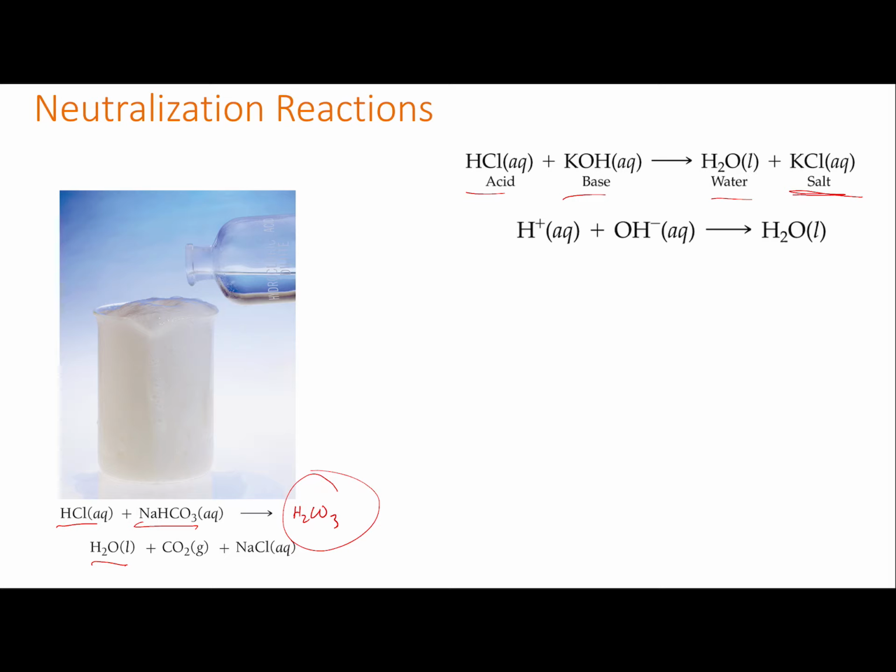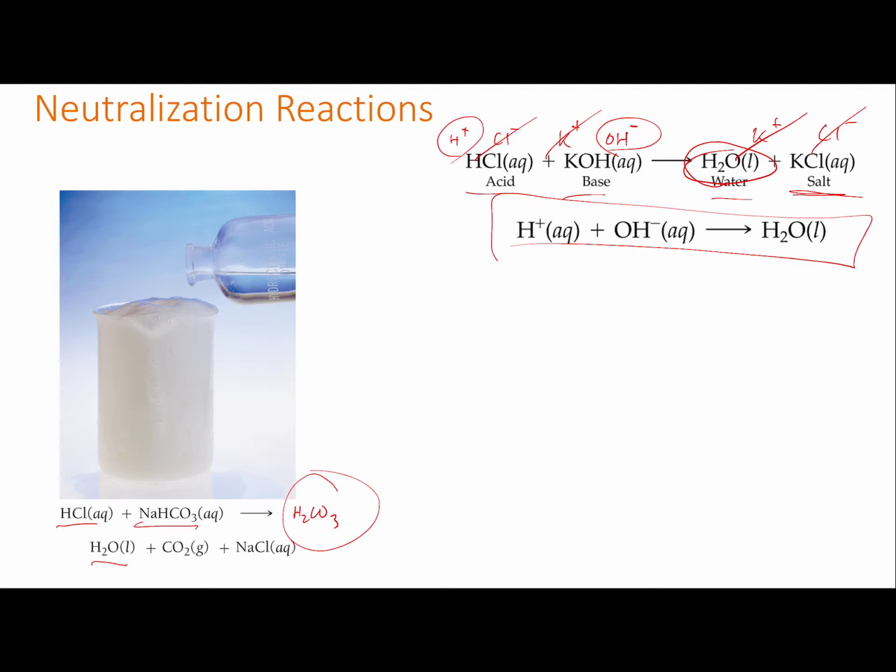And so if we looked at all the total ionic, remember, H plus, Cl minus, K plus, OH minus, we only break apart things that are aqueous. And then we cross out everything that's the same on both sides. You see water is left standing, OH, and H. So we would just have a net ionic equation for most acid and base reactions as H plus OH equals H2O.